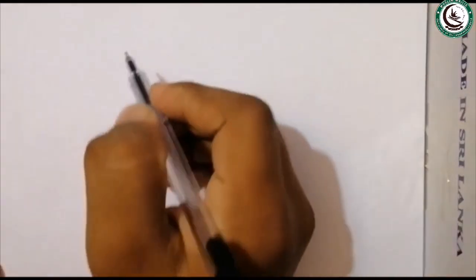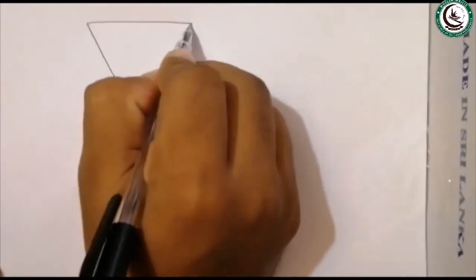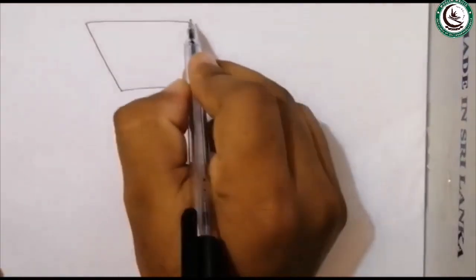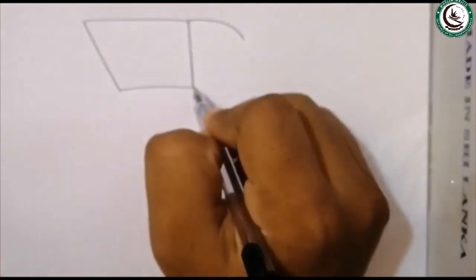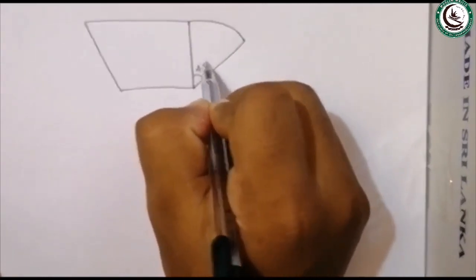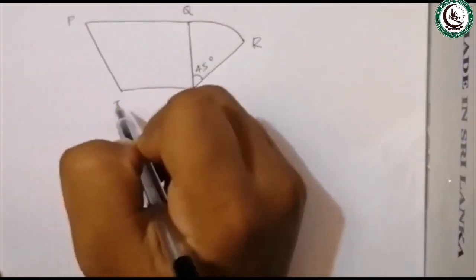So this is the first question. Here the diagram shows the shape of a plate used to fix a sports equipment. So now first we have to draw this, we have to copy this diagram. So this is a trapezium and this is a sector, a 45-degree sector. So this is P, Q, R, S, T.